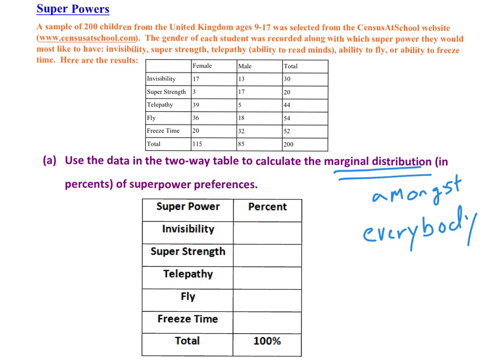Okay? Amongst everybody. Conditionals are like, all right, let's break it down and look at how these percentages break down amongst just males, and then compare that somehow amongst females. All right? But the percentages that you would find would not be out of everybody. If it says marginal, it's out of everybody.